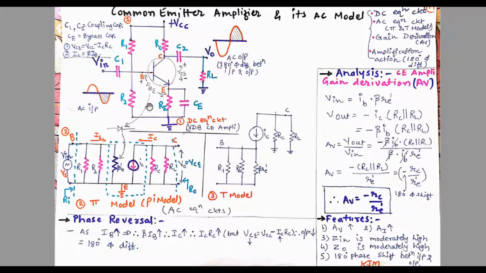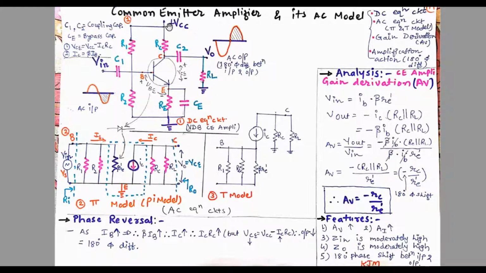So this is the input circuit and this is the output circuit. Let us come to the DC equivalent circuit again. This is the input part of the circuit and this is the output part of the circuit. Whenever you are drawing the AC model, pi model or T model, first of all you need not draw the BJT symbol. Input behaves like a diode and output behaves like a constant current source.